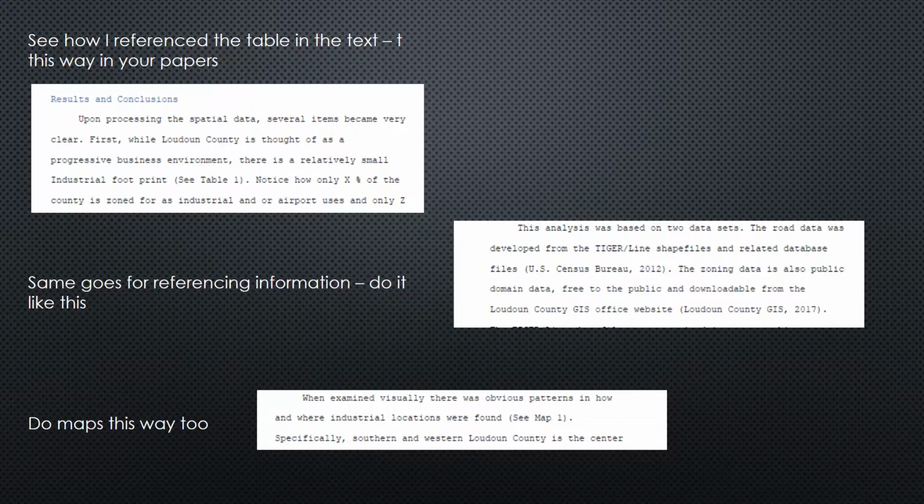And remember, if tables, maps, and charts and graphs and things aren't referenced like that in the text somewhere, they don't count.